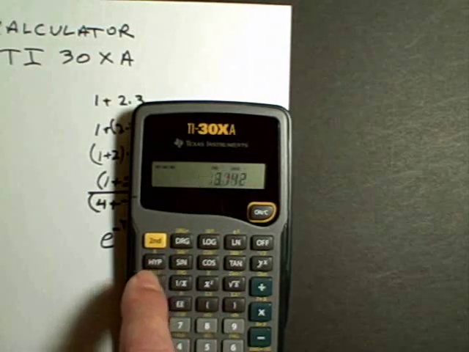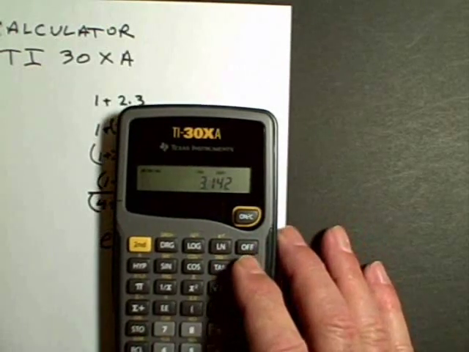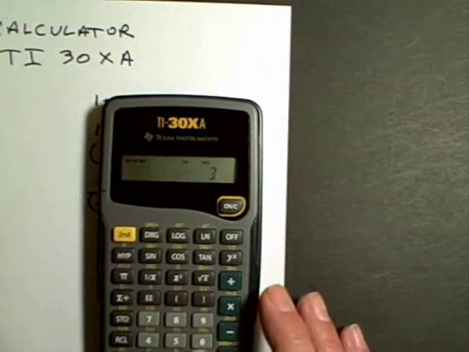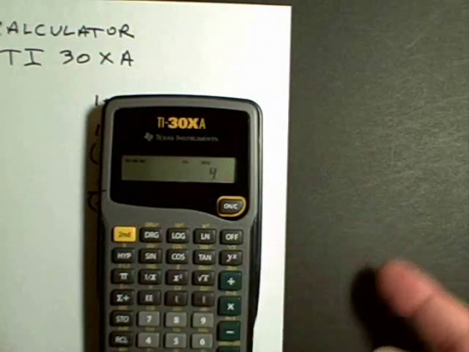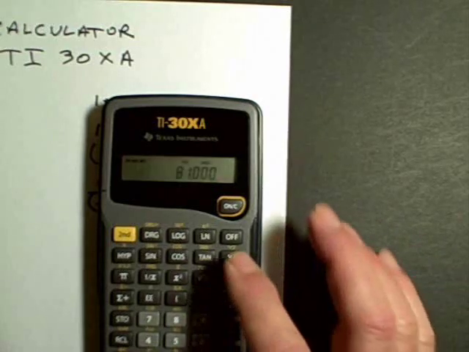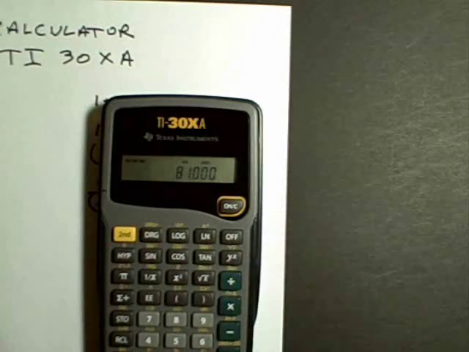This, as I told you, is the pi key. Now we have a whole video on the y to the x key, so I won't belabor that right now. I'll just point out that if you take 3, put in y to the x, put in 4, you're going to take 3 to the 4th power, or 3 times itself 4 times, and you'll get 81. And that's a very valuable key, very important key that can be used for certain types of problems.